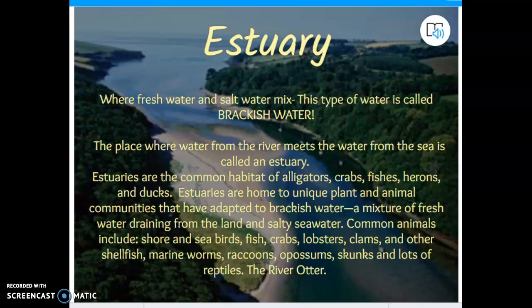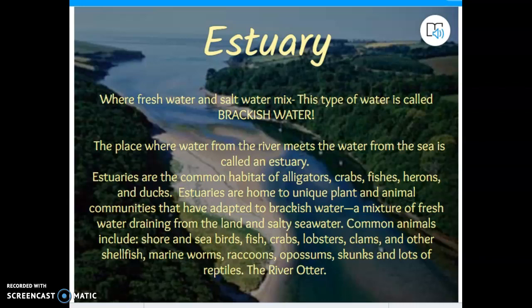So, we know that it's brackish water. We know that's where rivers and oceans meet. We know that it's the nurseries of the ocean. We know a lot about that. You have to be able to adapt to the changing salt levels. Well, what adapts to the changing salt levels? Here are some of the animals. Alligators, crabs, different types of fish, a heron, which is like a bird, and ducks. Estuaries are home to very unique plants and animals that have adapted to brackish water, that mix of fresh water and seawater.